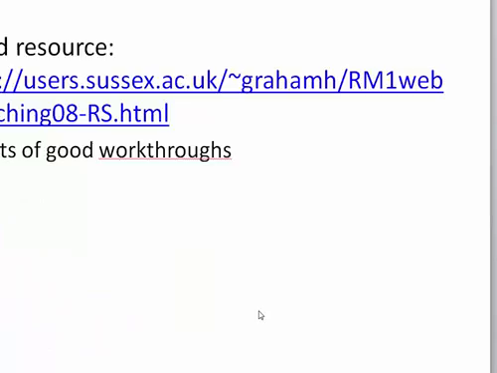So there is a good resource where you can have a look at in Sussex, and have a look through this website. It's got a lot of good examples and walkthroughs of different aspects of this kind of parametric, non-parametric discussion.